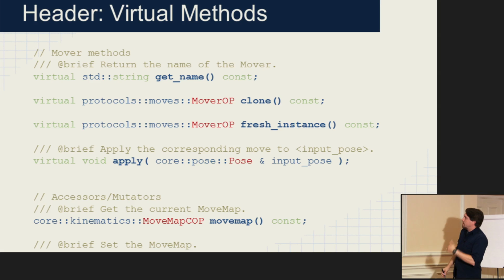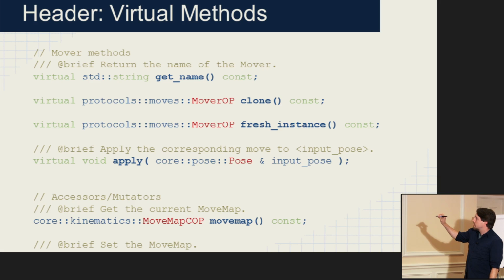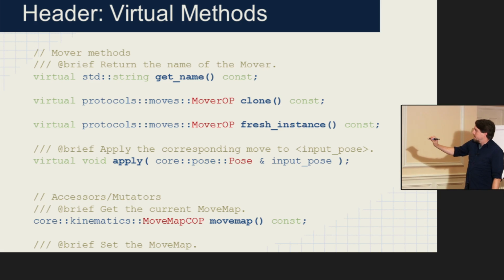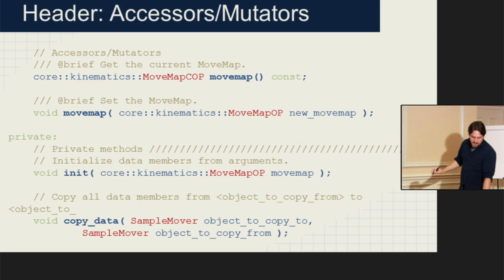All right, so we're going back to our header example file here for sample mover. Again, here's the clone and fresh instance, which Rocco told you how to do with Rosetta scripts, getName that you have to implement, etc. And then there's apply. After that, we go to our accessors and mutators. Again, for ease of use for people using Rosetta in C++, or in Rosetta scripts, it's nice to be able to look at what move map is actually stored in this mover, for example.